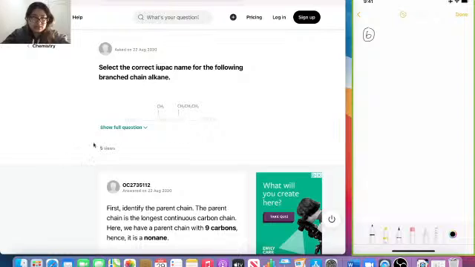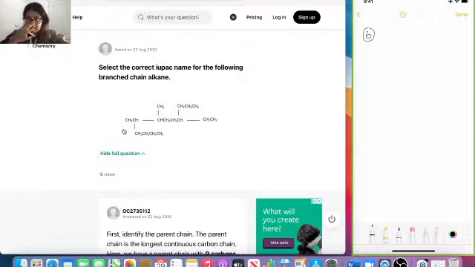Next question says, select the correct IUPAC name for the following branched chain alkane. Okay, so first, we have our chain over here. To do this, you first have to identify the parent chain. The parent chain consists of the longest continuous carbon chain.